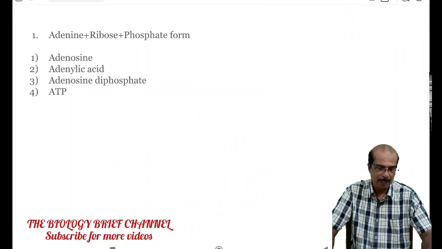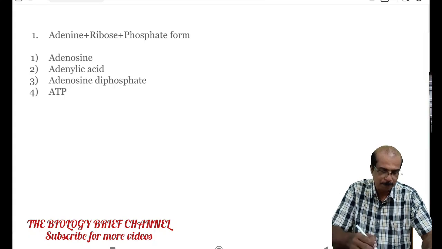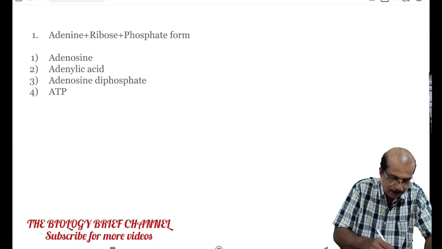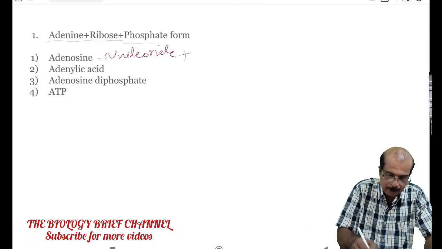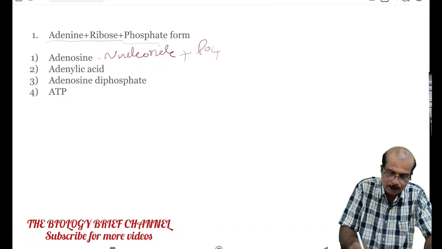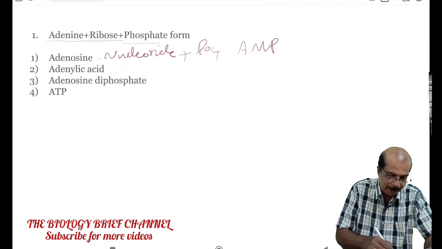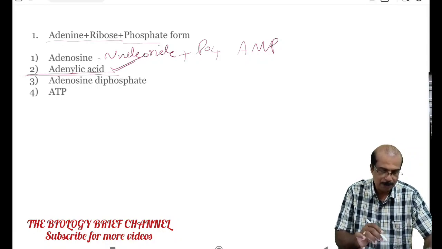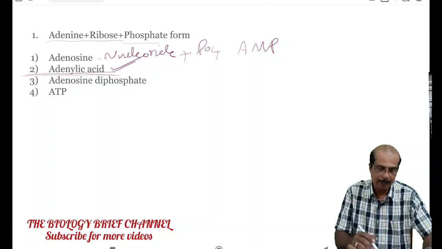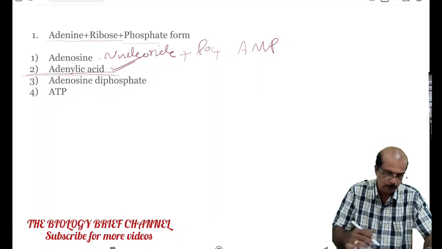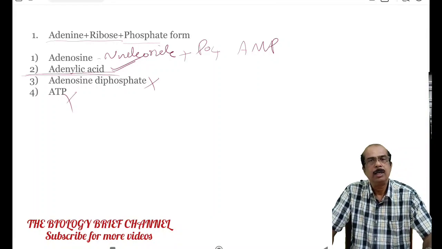Yes, first question. Adenine plus ribose plus phosphate form. Here, adenine plus ribose is adenosine. It is a nucleoside. Then we have to add one phosphate with it. Then it becomes adenosine monophosphate or AMP. Another name for AMP is adenylate acid, and this is our answer to this question. So adenine plus ribose plus phosphate form adenylate acid. Other options are wrong. Yes, let us go to next question.